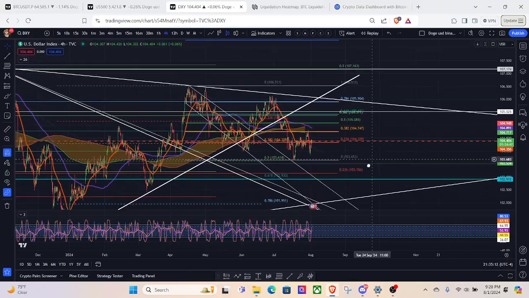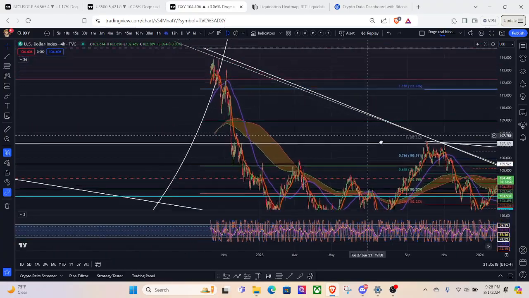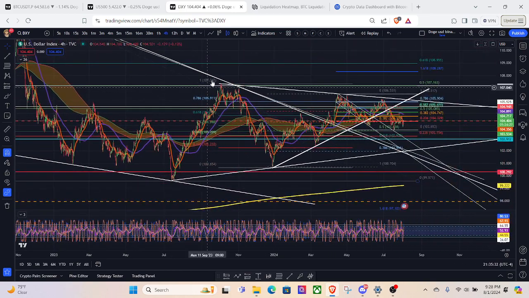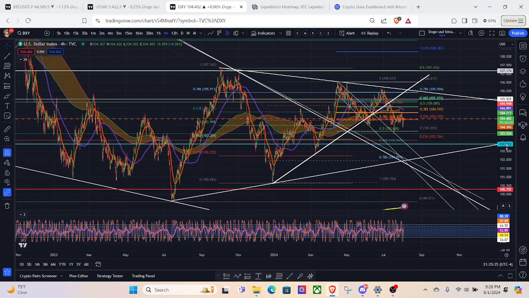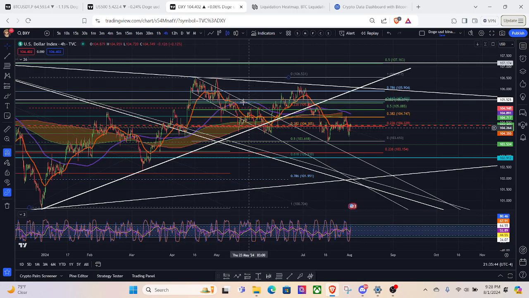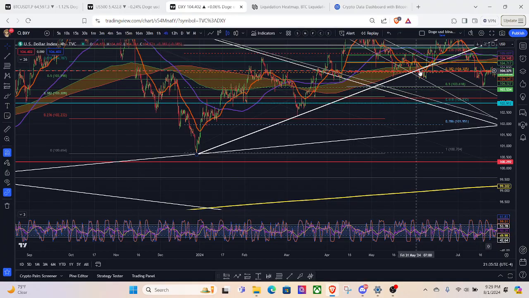And just lastly, I just wanted to quickly touch on the DXY, which obviously more or less went parabolic back in the year of 2022, and it topped out way up here, somewhere around 114. Since then, it has been putting in macro lower highs, and we've been tracking this descending trendline resistance, which it appears to be respecting.